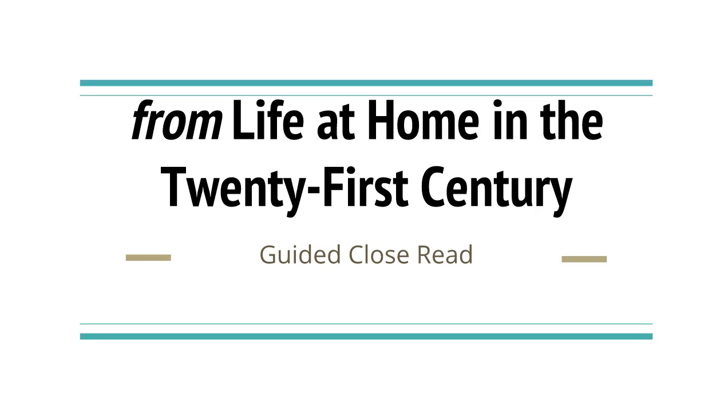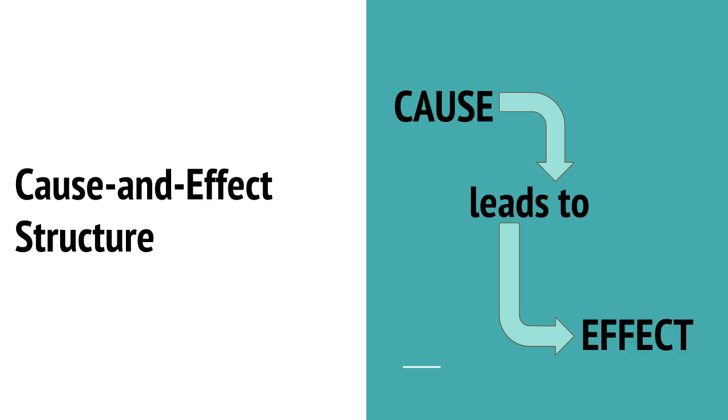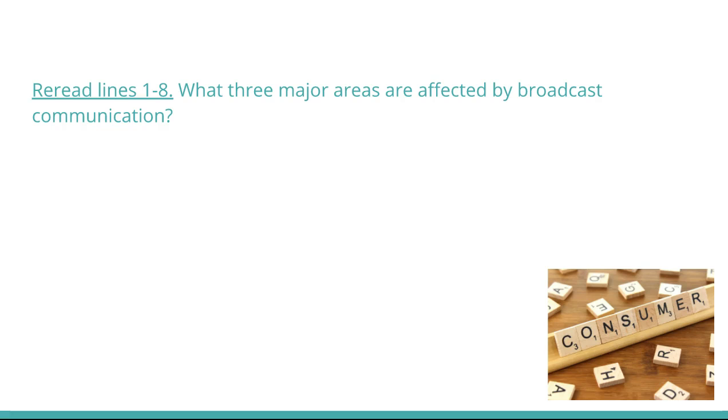CRT stands for cathode ray tube, a kind of vacuum tube used in electronic devices. CRTs were in heavy, bulky monitors used for TV sets and computers. This informational text uses a cause and effect structure to organize the author's ideas about how television has changed American life. Reread lines 1 through 8.